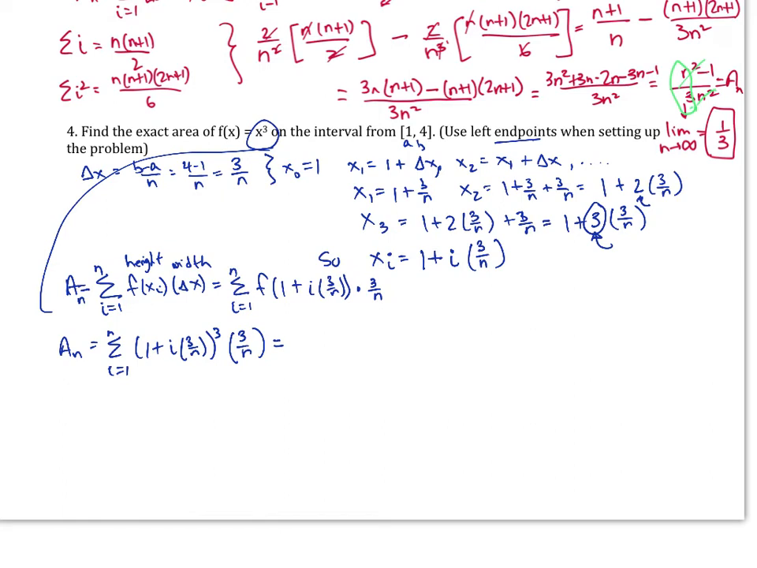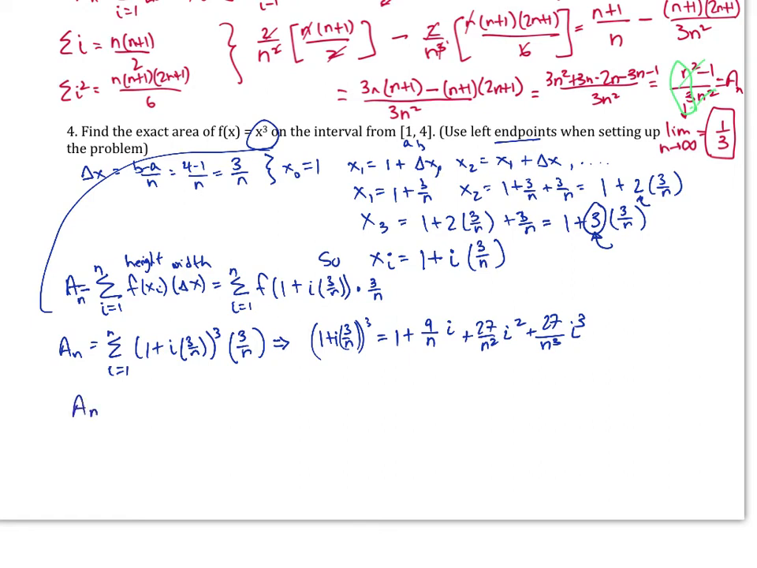Cleaning this up a bit, I'm going to do something here. This 1 plus 3 over n cubed, oops, I need an i right there. If I work this out, and you can FOIL it out, this ends up being 1 plus 9 over n times i plus 27 over n squared times i squared plus 27 over n cubed times i cubed. Okay, FOIL that out and you'll get that.